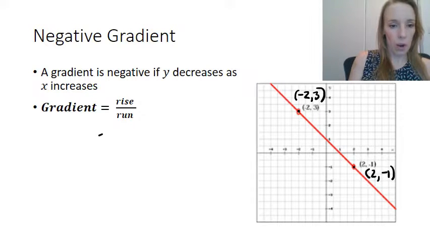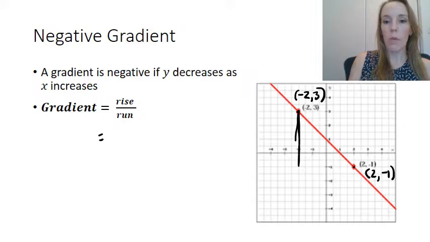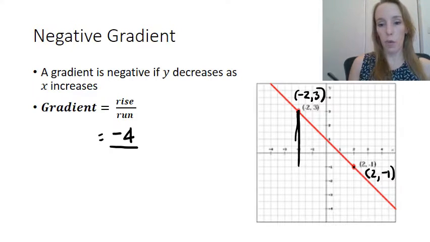So it's decreased, so we know it's going to be a negative gradient. So we're going to work out the gradient. Gradient is rise over run. Rise is our change in y. So y started as 3 and then it went down to -1. So how much of a decrease is that? Well, it's decreased by 4. So it's -4. It's gone down by 4.